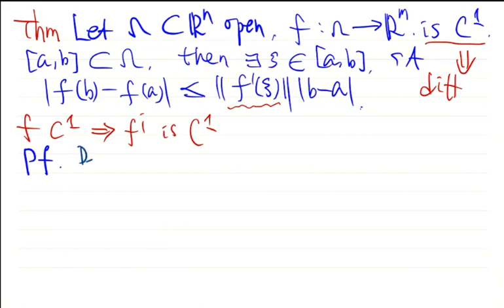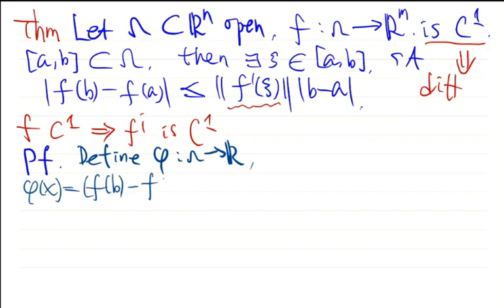Proof. We define a function phi, where phi of x is the inner product of fb minus fa, which is a vector in Rm, with fx. Then phi is the inner product of a constant function and a differentiable function f. Therefore, by our previous result, phi is differentiable. Actually, phi is C1.